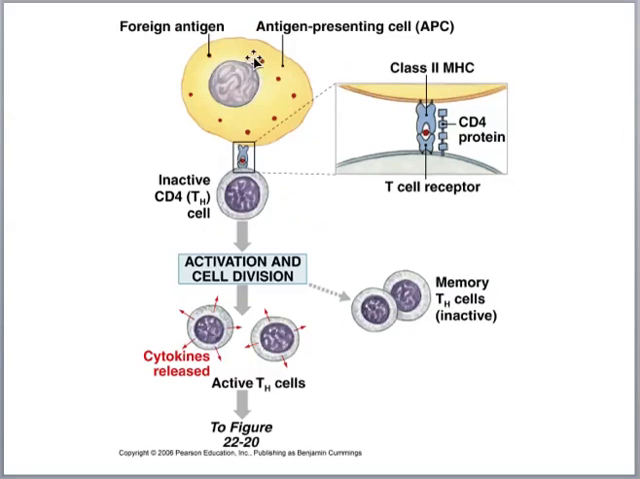Here's a picture. There's the antigen presenting cell that has taken in the foreign antigen. There it is right here. This is the inactive CD4 or helper T cell. We've got a blow up of this little interaction here. This is the class 2 MHC protein that's holding out the antigen.